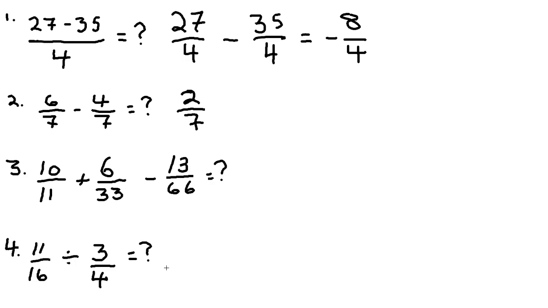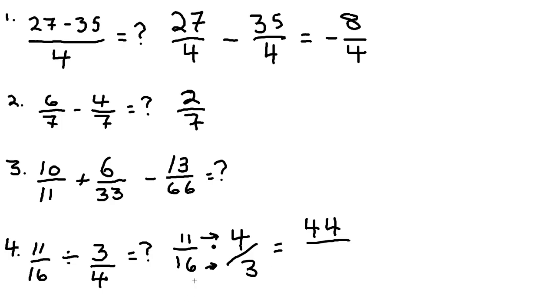Pretty simple. We're just going to take the 11 over 16, and we're going to flip that 3 over 4. So that turns the division sign into a multiplication sign. We're just going to multiply that times 4 over 3. And remember, we just multiply everything across. So it's just that easy. It's going to be 11 times 4, which is 44. And then we're going to do the same thing with the denominator. 16 times 3, which is 48.